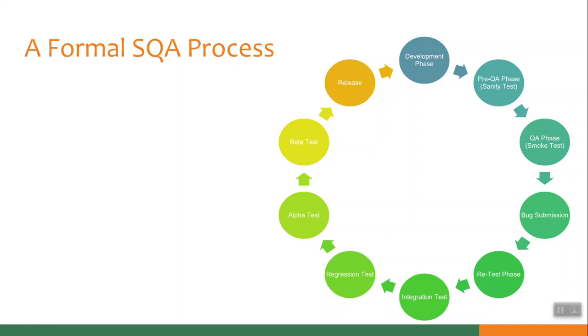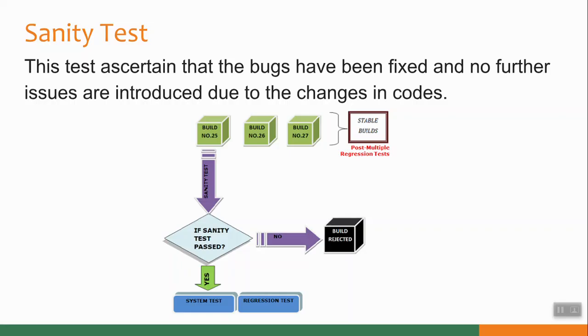The most basic one is the unit testing, which is performed by the developers on individual units or components of a software. It can be done manually but is often automated. Then comes sanity testing, performed at the pre-QA phase. This testing is performed after receiving each new build.